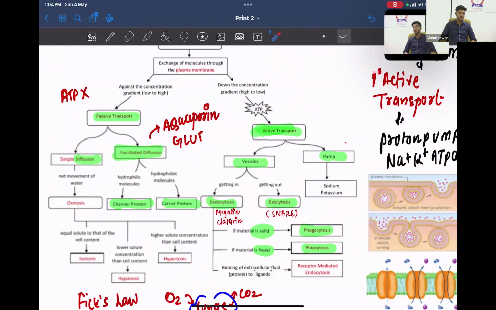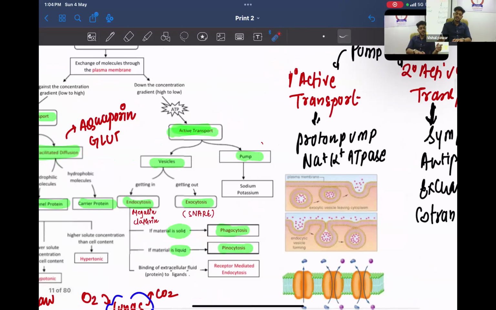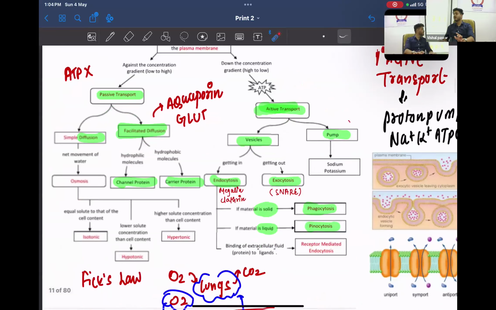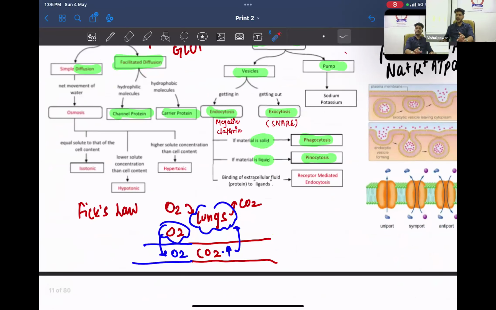For active transport, we can have vesicular transport and pumps. Vesicular, we have seen the vesicle will be coming inside. That is known as endocytosis. Engulfing the vesicle is endocytosis, and removing the vesicle out is known as exocytosis. Endocytosis, what are the two important proteins we have discussed? Megalin and cubilin. For exocytosis, SNARE protein, right?